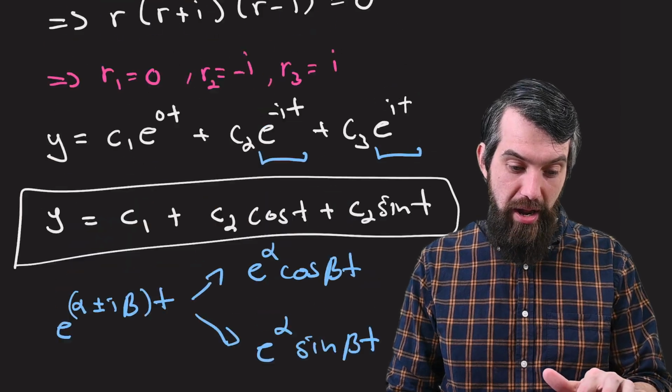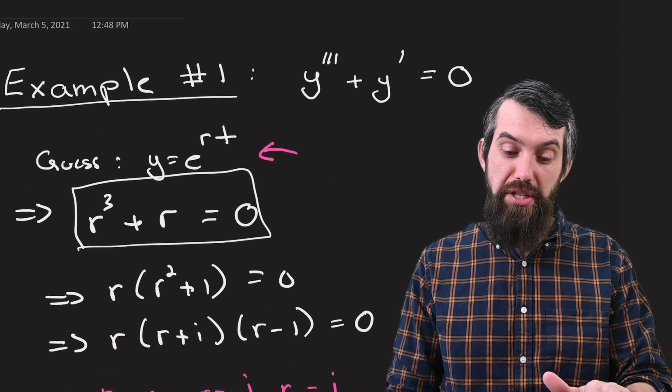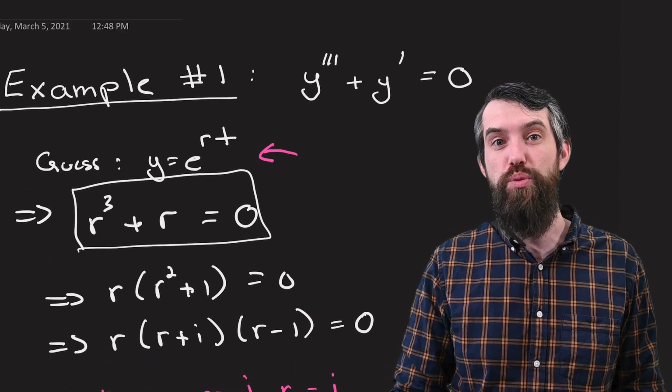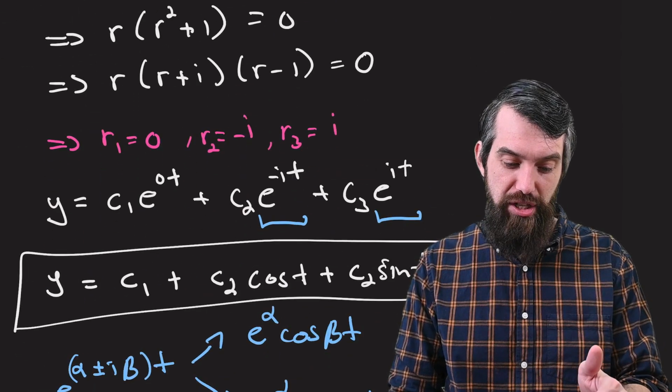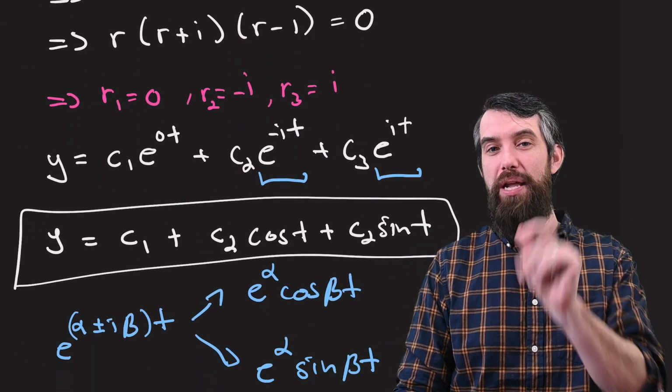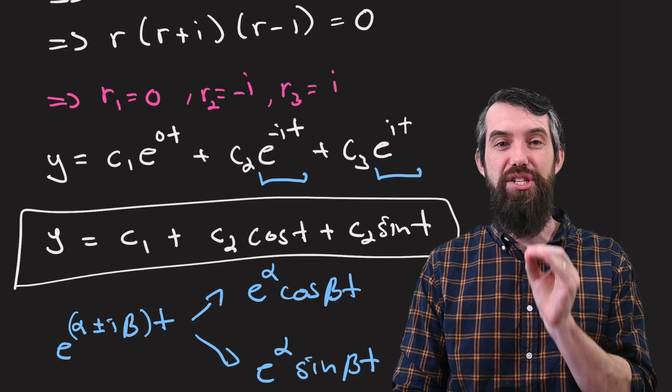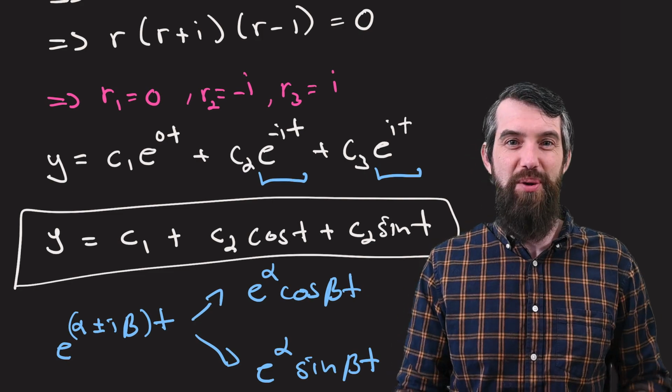All right, so what have we done? For our original differential equation y triple prime plus y prime equal to 0, we now have this general solution: c1 plus c2 cosine plus c3 sine. All right, so that was one.